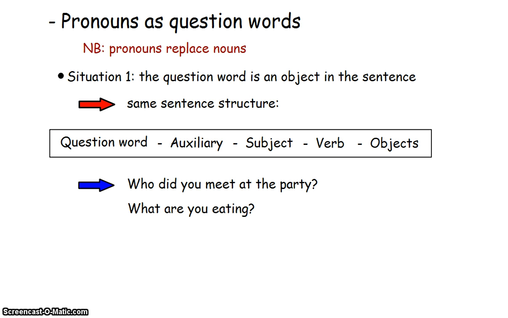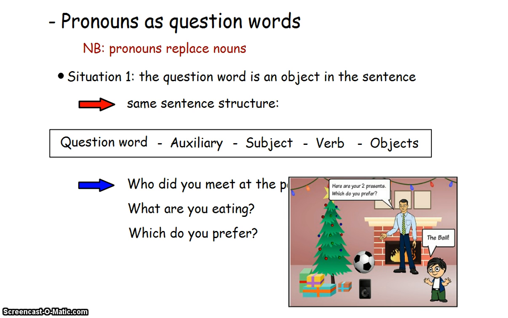Second example, what are you eating? This is quite obvious, so no need to explain. Then, which do you prefer? Here is an illustration again to explain the sentence to you.